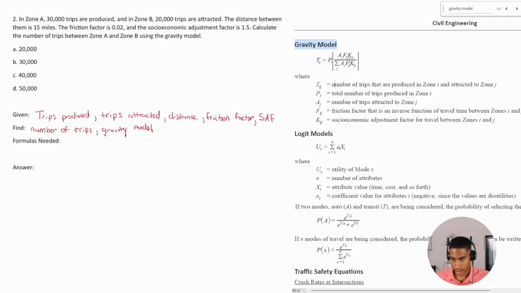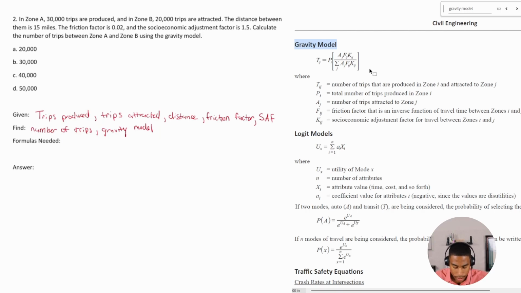What about Fij, the friction factor between the two? We have the friction factor of 0.02. And then do we have Ki, the socioeconomic adjustment factor? We do have that as well. And the bottom is just a sum of them multiplied together. So it looks like we have everything we need to go ahead and start solving for this.